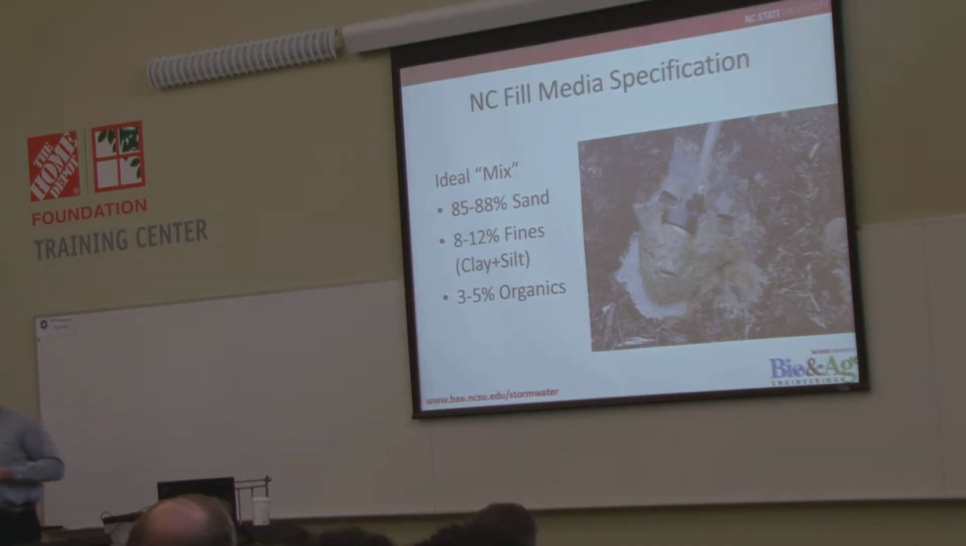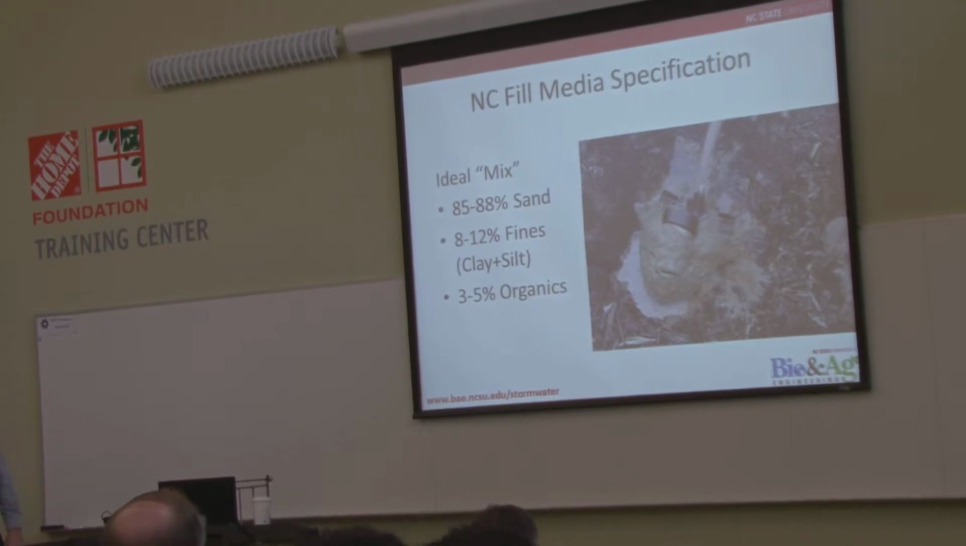So our ideal mix in North Carolina, after a lot of trial and error over the last 10 or 15 years, this is what we've come up with. It's 85 to 88% sand, 8 to 12% fines, which is the clay and silt fraction, and then 3 to 5% organic matter, which is typically pine bark fines or some other form of organic matter that's going to last a long time and be recalcitrant in the soil. So there's not a lot of organic matter in that, right?